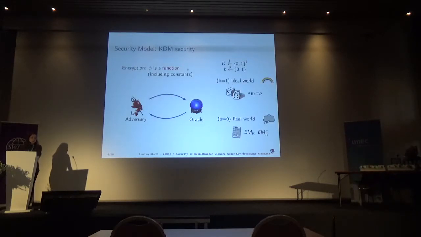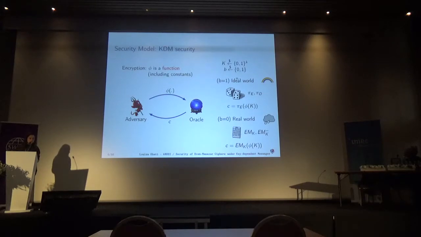So here you have the KDM security model. Usually when you're doing an indistinguishability proof, you have an adversary that is communicating with an oracle. And this oracle will either implement an ideal world, where you have a permutation for encryption and another permutation for decryption, or the real world with your block cipher. For us, it's the Even-Mansour cipher. But the KDM adversary is more powerful because he can encrypt constants, but he can also ask to encrypt some function depending on the key.